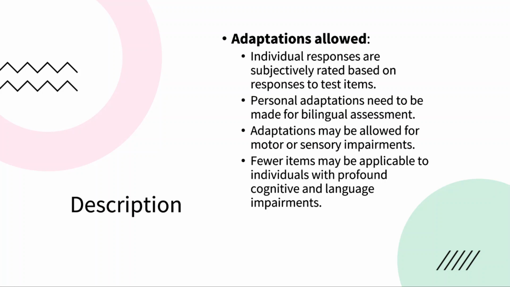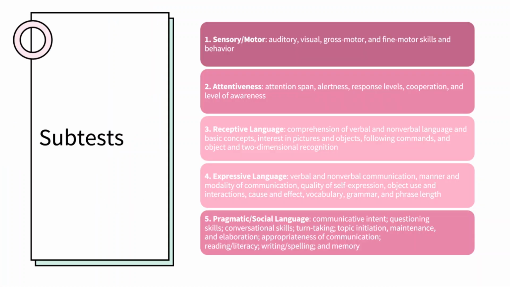In terms of the adaptations allowed during administration of the FCPR, individual responses are subjectively rated based on responses to test items. Also, personal adaptations need to be made for bilingual assessment, adaptations may be allowed for motor or sensory impairments, and fewer items may be applicable to individuals with profound cognitive and language impairments. There are 10 subtests included on the FCPR.